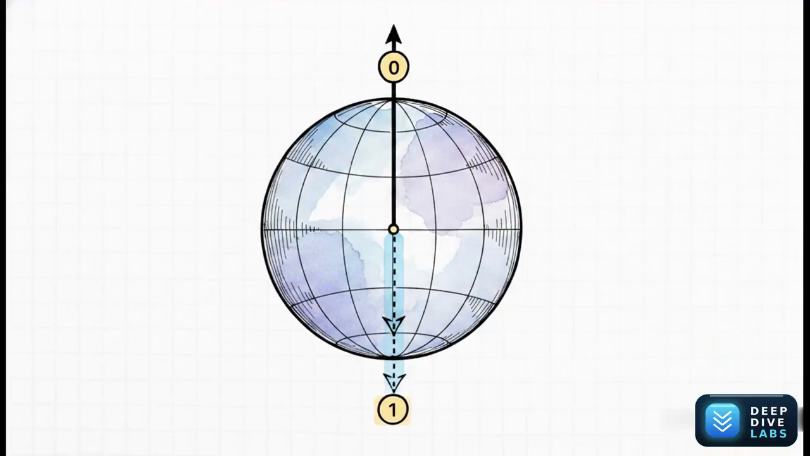Let's plant a couple of recognizable landmarks on this map. If the arrow points straight up to the North Pole, we call that 0. If it points straight down to the South Pole, well, we call that 1. And here's the kicker. Those are the only two answers you will ever get if you force the qubit to commit during a measurement. It literally has to pick a pole the second you look at it.